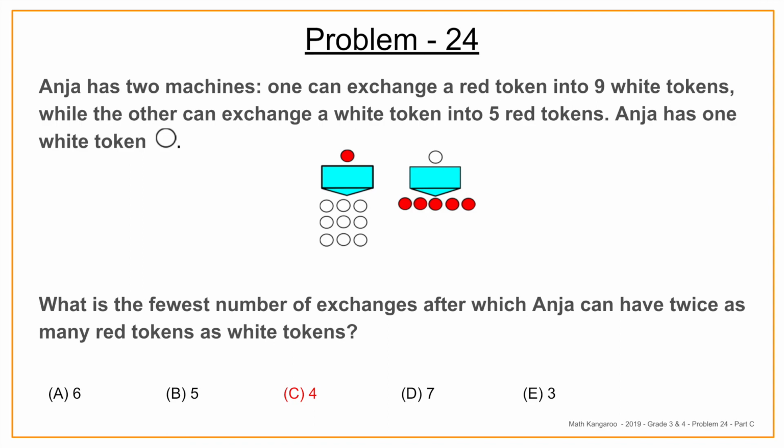It takes 4 exchanges to achieve the condition where there are twice as many red tokens as white tokens. So this wraps up part C from the 2019 Math Kangaroo for grades 3 and 4.